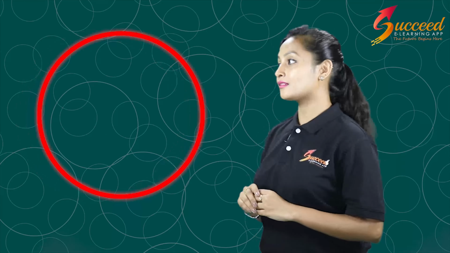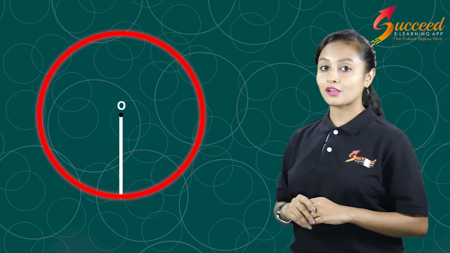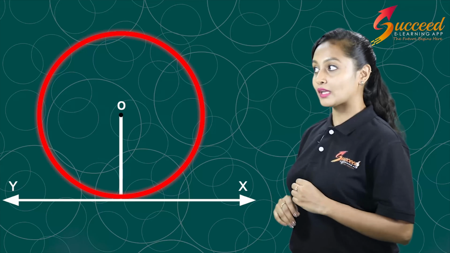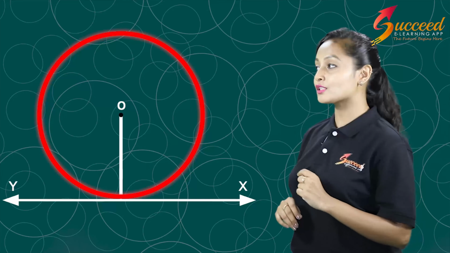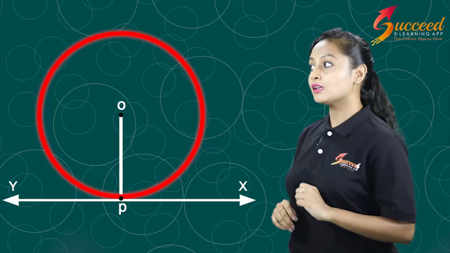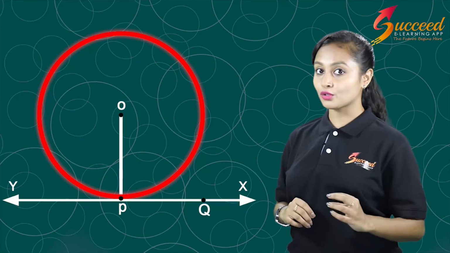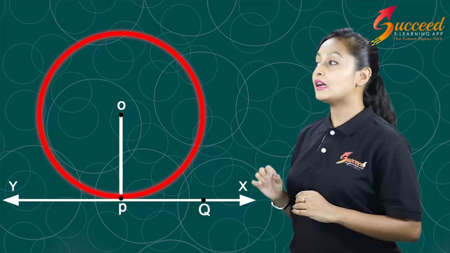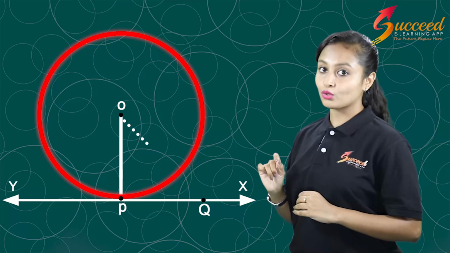Consider a circle with the center O. Draw a tangent xy in such a way that it intersects the circle at a point P. This is nothing but your point of contact. Now, mark a point Q on the line xy such that it is outside the circle, and join OQ.